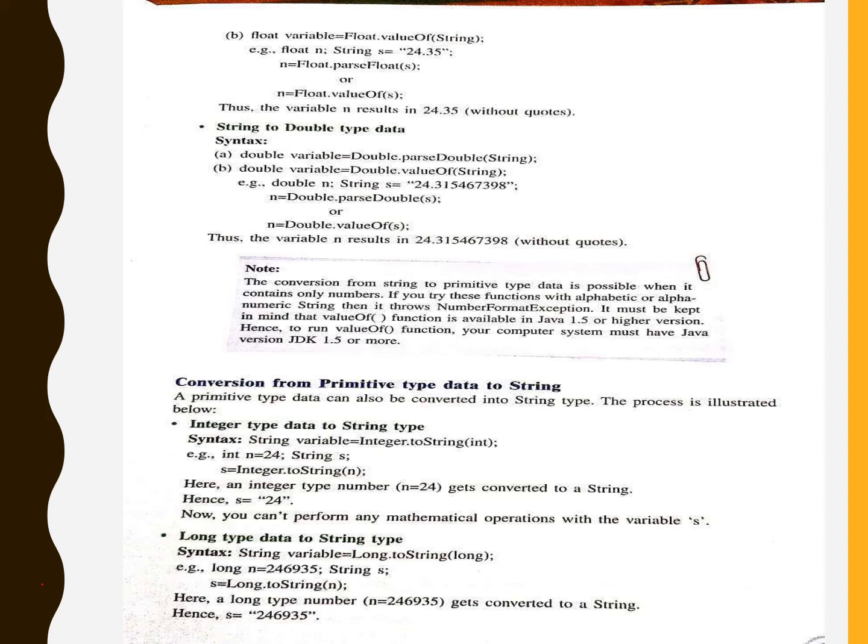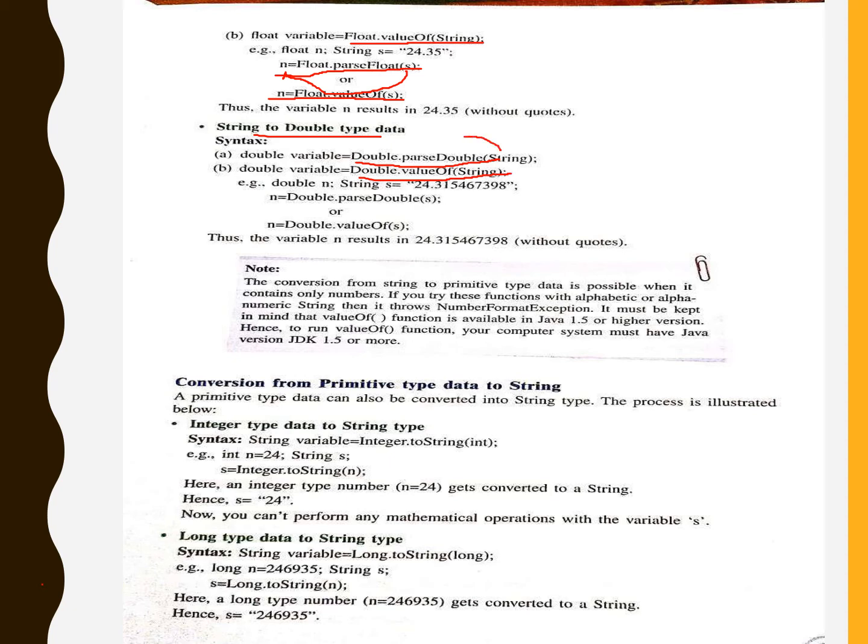How can we convert a string to a float? With Float.valueOf(), passing the string under brackets. See the example: n = Float.parseFloat(s); n = Float.valueOf(s). So it will convert the string data type into a float data type. String to double data type: the Double.parseDouble() function and the Double.valueOf(string) function.